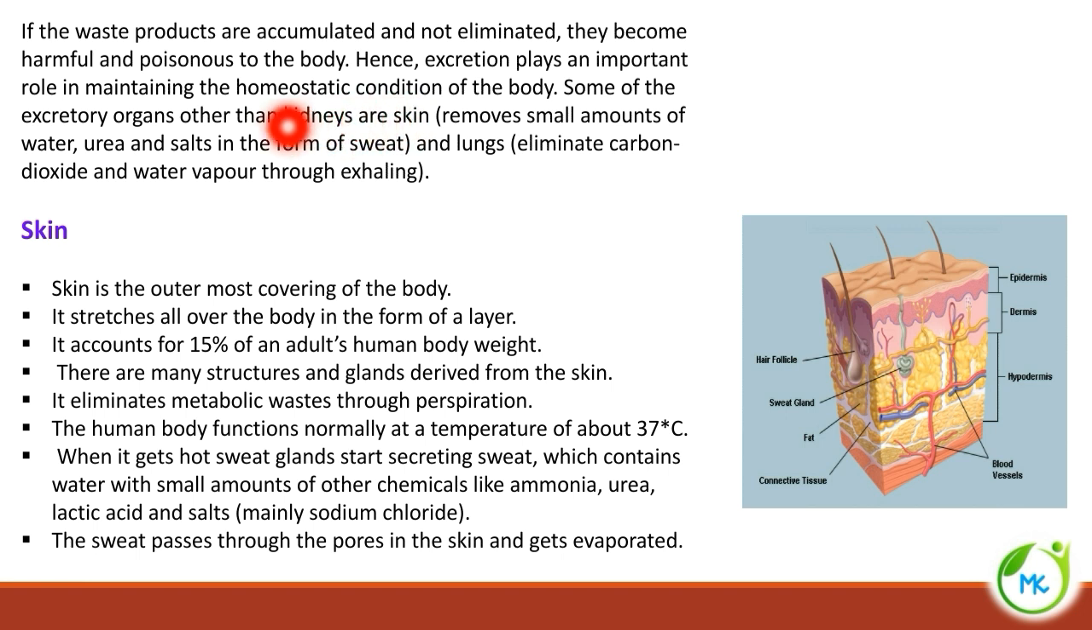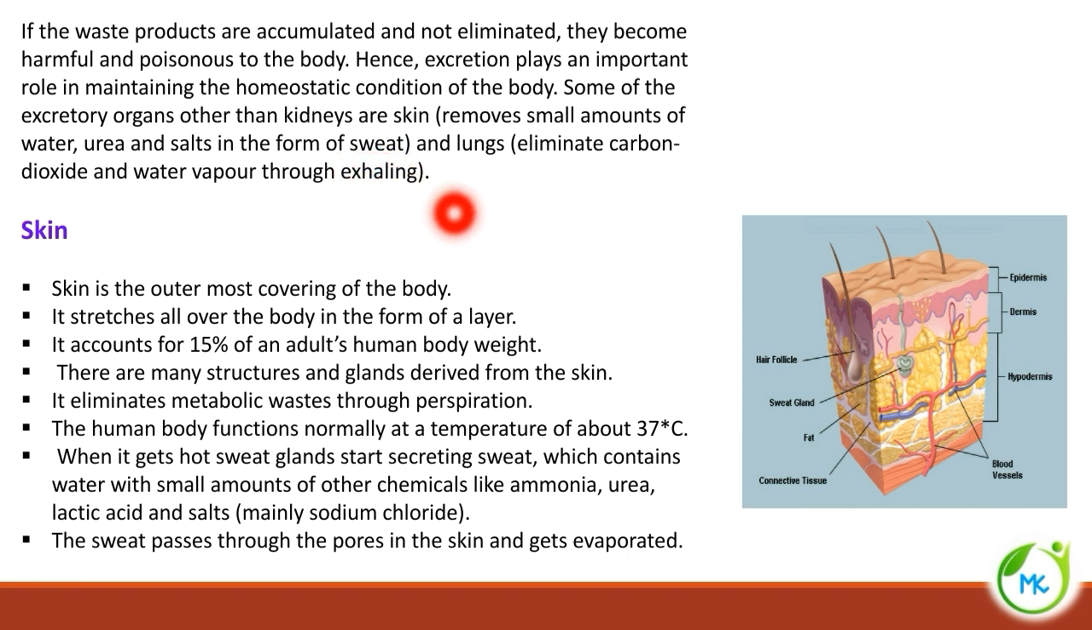Homeostatic condition is nothing but maintaining a steady state environment inside the body. Some of the excretory organs other than the kidney: the skin is also known to remove waste products. It will remove small amounts of water, urea and salt in the form of sweat. So through the skin we excrete sweat, and through the sweat the waste products are removed.